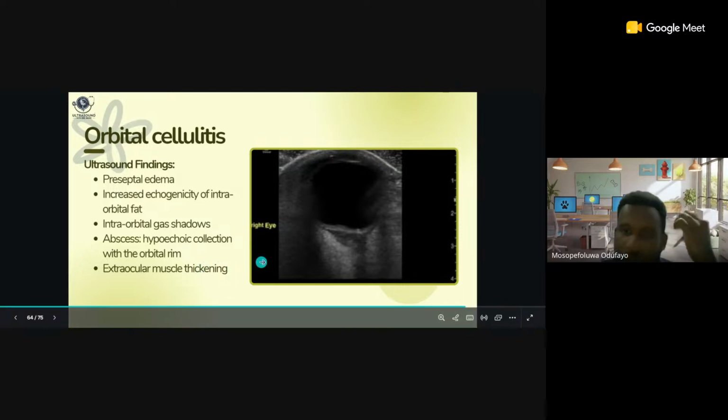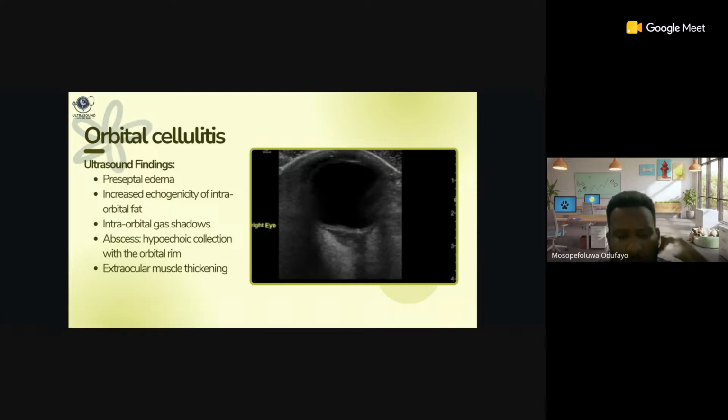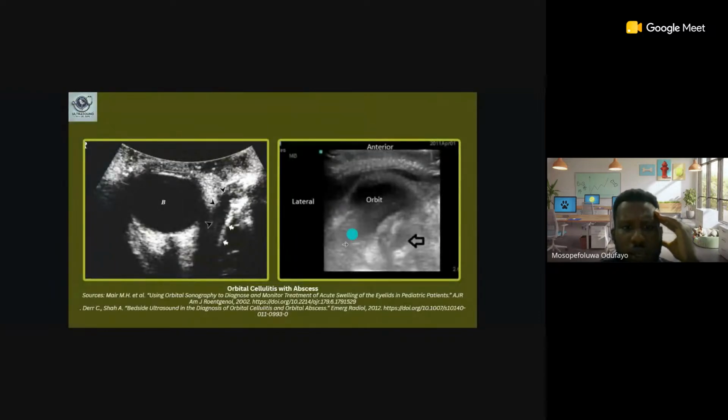Also, you could find an associated abscess if it is really that bad. This will be a hypoechoic, heterogeneous collection within the orbital ring. You can find some of the particles moving inside. Also, if the muscles are affected, there could be muscle thickening. So here you have orbital cellulitis with abscess. Here you have a collection. Look at some of these gas shadows we are seeing as bubbles within the eyelids here.